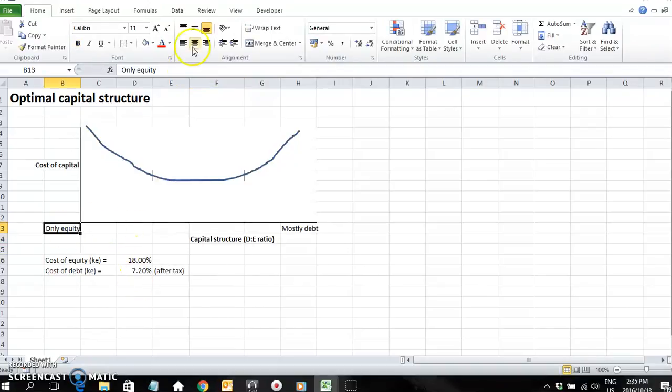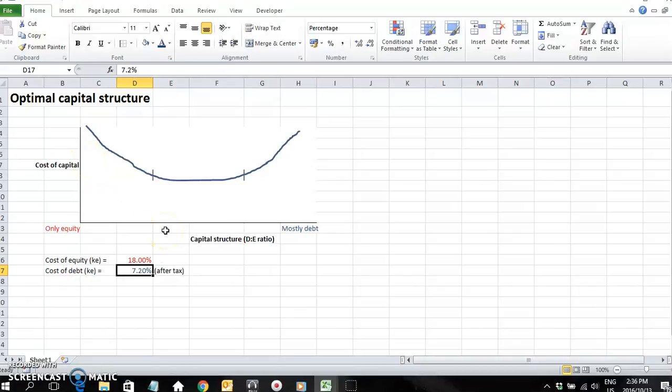So if we have only equity on the left-hand side, then the cost of capital will be the cost of equity, which is 18%. Because 100% of the company is funded by equity. If we have mostly debt, I don't want to say only debt, because who owns the company then? Who borrowed the money? But say it's effectively close to 100% of only debt. Then, let's make that blue. The cost of capital will be the cost of debt, 7.2%. Now, it looks higher here, but we'll explain that later.